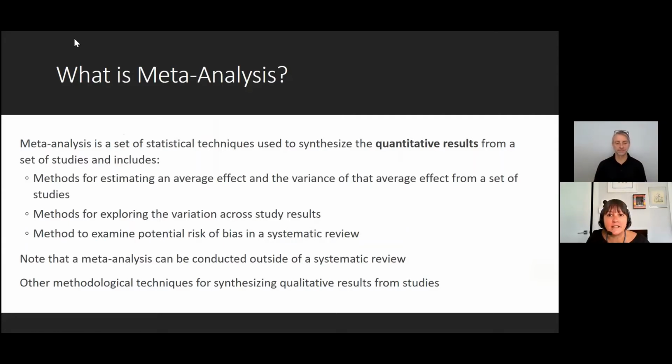And then meta-analysis, again, is what I refer to as a set of statistical techniques to synthesize quantitative results from a set of studies. These methods include methods for estimating an average effect and the variance of that average effect from a set of studies, also methods for exploring the variation across study results, and methods to examine the potential risk of bias in a systematic review. Note that we might use meta-analysis outside of a systematic review. Also note that there are other methodological techniques for synthesizing other kinds of data from a set of studies, like qualitative data.